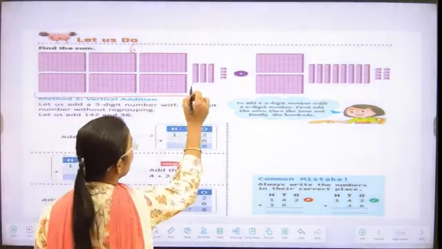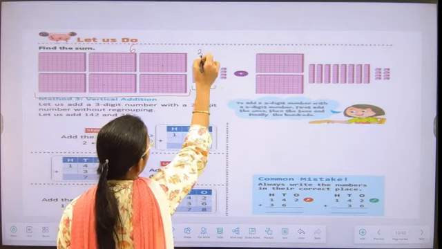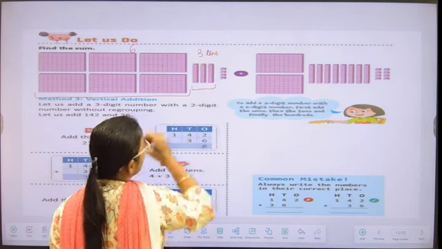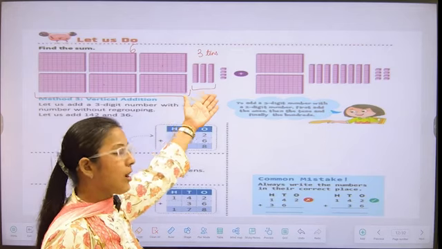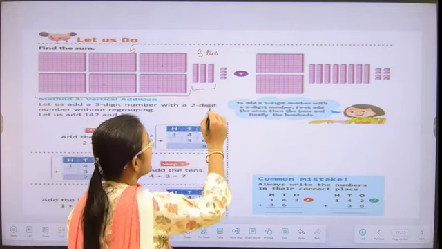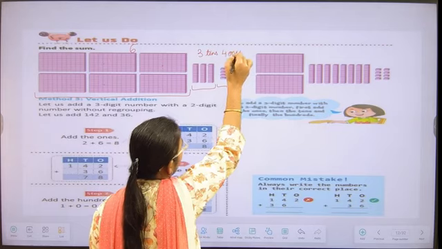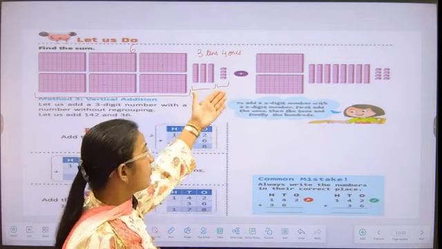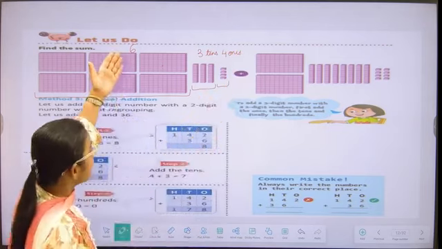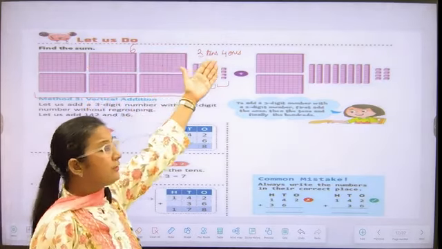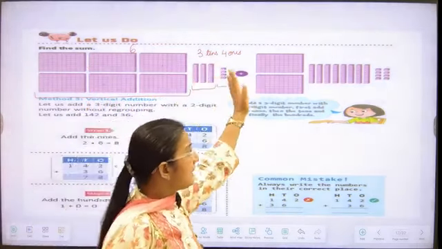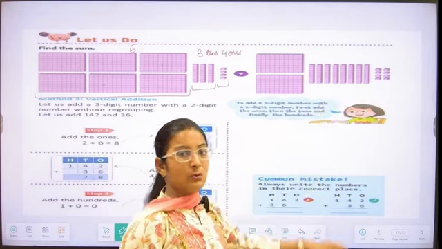How many tens blocks are we having? We are having 3 tens blocks, students. Now we have to see how many ones blocks we are having. We are having 4 ones blocks. So we can write 4 ones. Now we have to add the number 634 with these blocks. Let's start counting them.